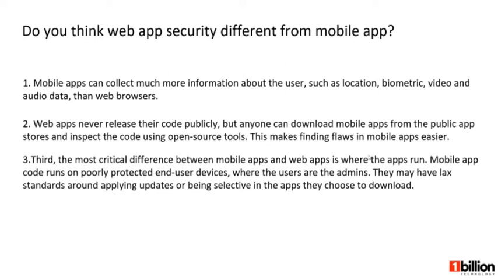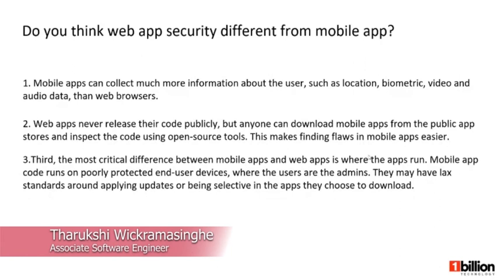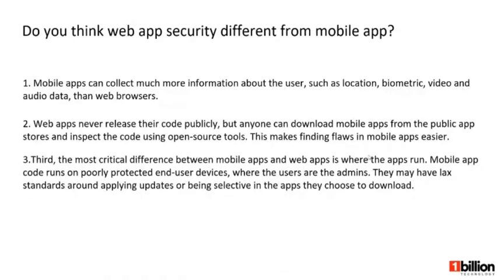This makes finding flaws in mobile apps easier. The third most critical difference between mobile apps and web apps is where the apps run. Mobile app code runs on poorly protected end-user devices where the users are the admins. They may lack standards around applying updates or being selective in the apps they choose to download.